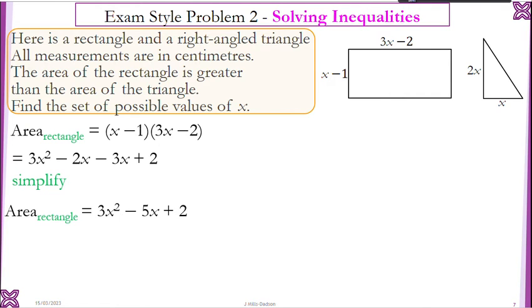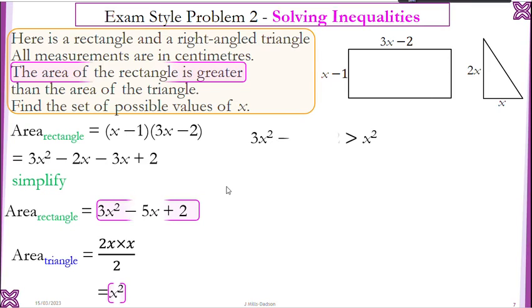Now the next thing we need to do is do the triangle. Triangle is half times base times height. So 2x times x all divided by 2, we end up with x squared, because 2x squared divided by 2 is x squared. Now let's go by this statement. The area of the rectangle is greater than the area of the triangle. Okay, so this is the rectangle and it's greater than the triangle.